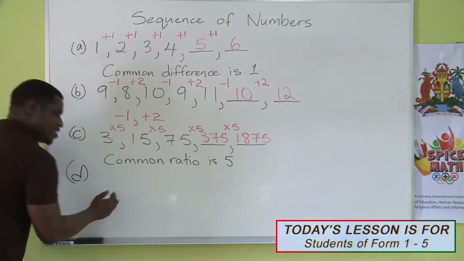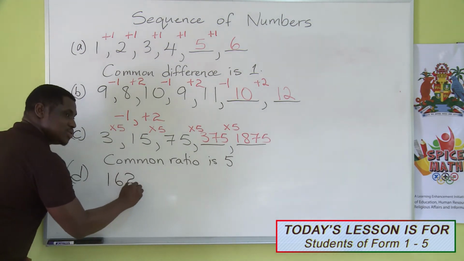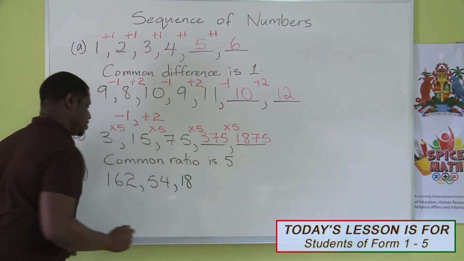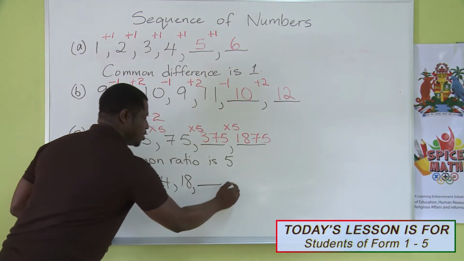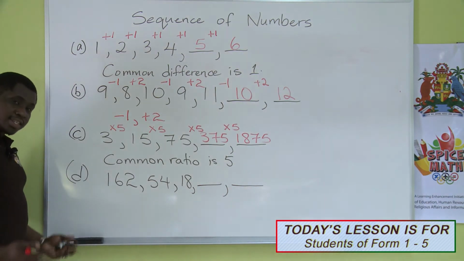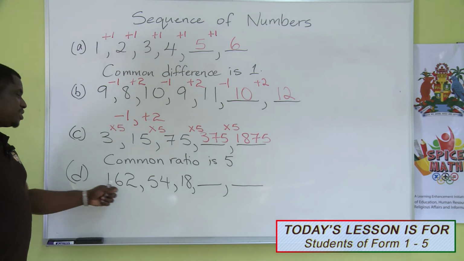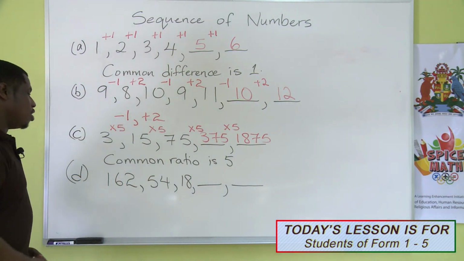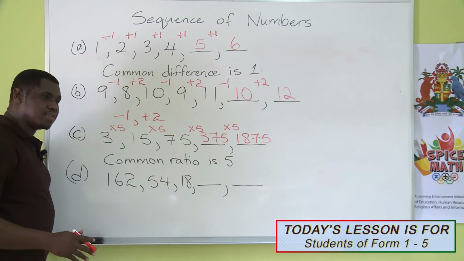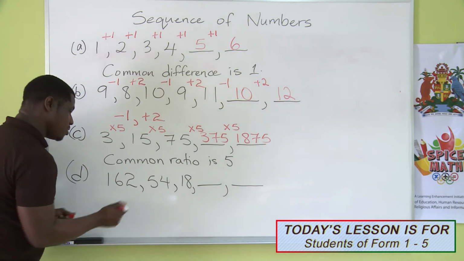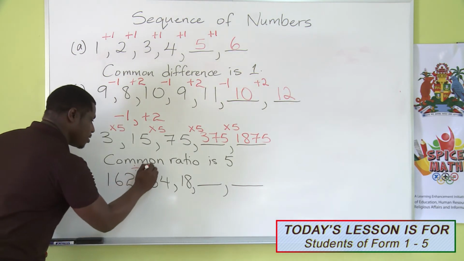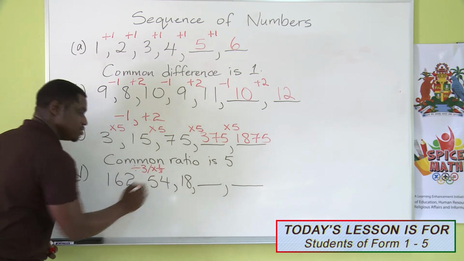Final example. I have 162, 54, 18. And I want to determine what are the next two terms in the sequence. Now, let's test and see what must I do to go from 162 to 54. Now, for me to go from 162 to 54, I realize I would have to either divide by 3, or you can see it as multiplying by 1/3.